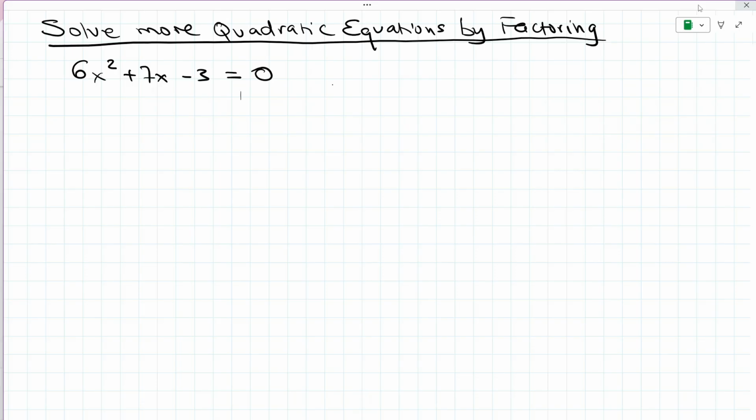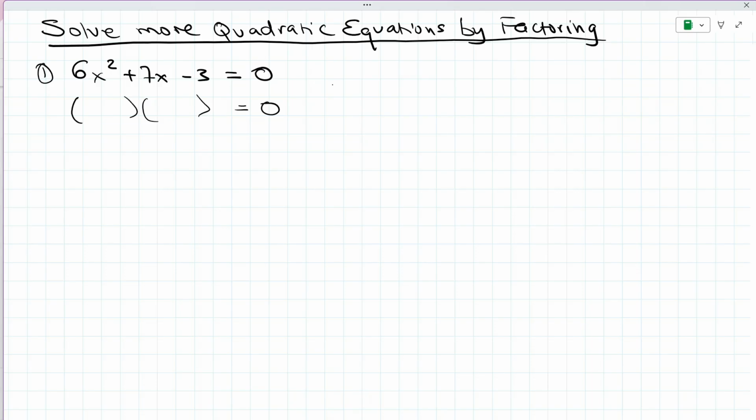Right, let's just dive into it. We are given our quadratic equation, 6x squared plus 7x minus 3 is equal to 0, and we're supposed to solve for our variable x using the factoring method. It means the left-hand side has got to be broken up into two parts, which will have to multiply together to give us 0.